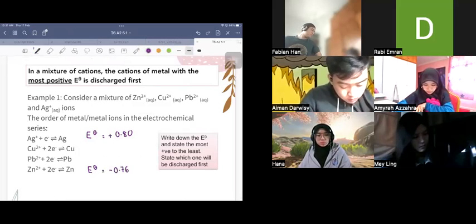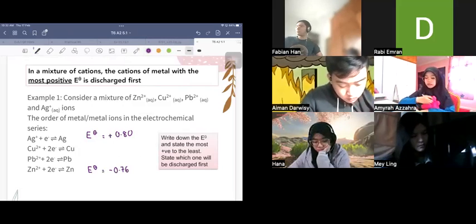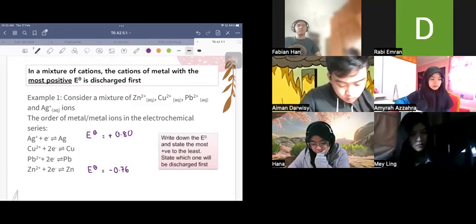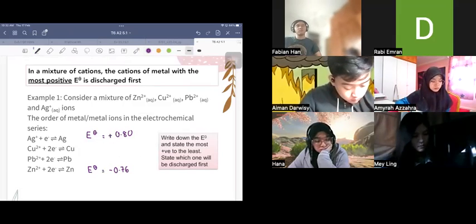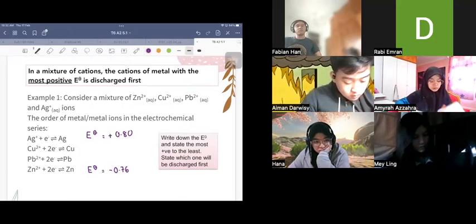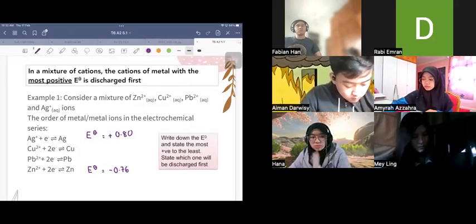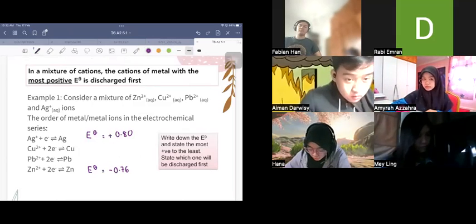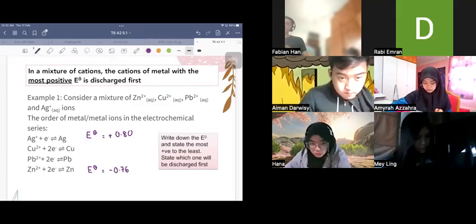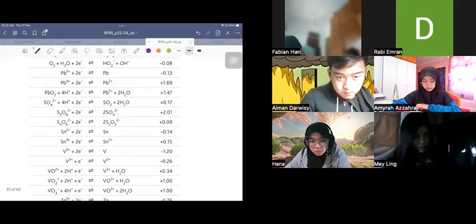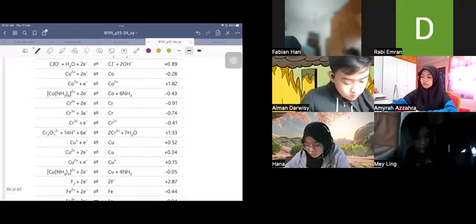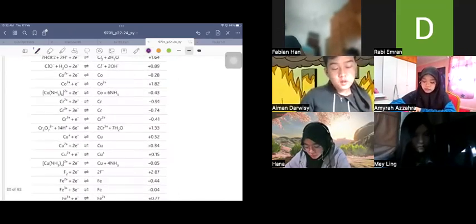0.76. Now, if you're wondering what these E node values are, these are voltage. Okay, these are in voltage. So we will look at that later on in this topic. So for copper, it will be C. So you go through the list again.